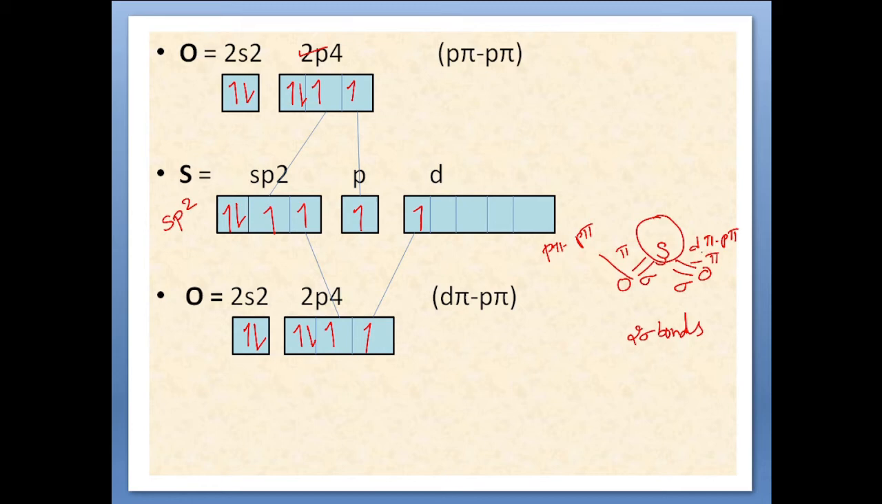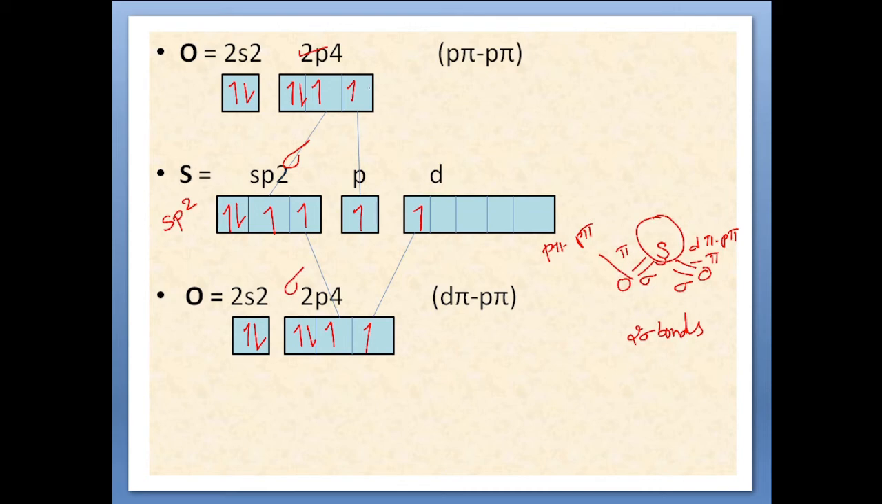See here, this is a detailed explanation for the bond formation. So this is a sigma bond. A sigma bond is formed between an sp2 hybrid orbital containing a single electron and a 2p orbital containing a single electron of the oxygen atom. This is a sigma bond. And here also a sigma bond. This is also a sigma bond.